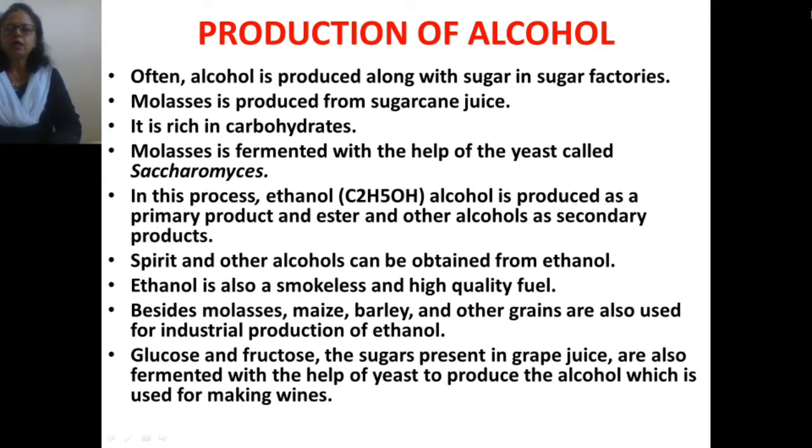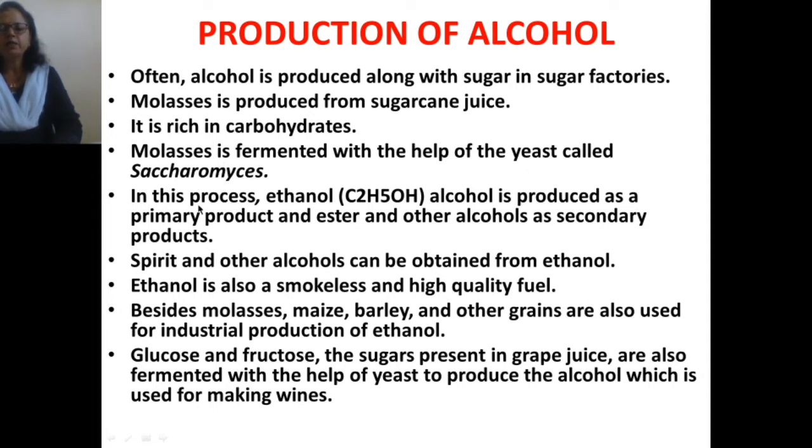What is this alcohol? Often alcohol is produced along with sugar in sugar factories. Molasses is produced from sugarcane juice. It is rich in carbohydrates. You all know what molasses means: it is produced from sugarcane juice and is rich in carbohydrates. Molasses is fermented with the help of yeast, called Saccharomyces.